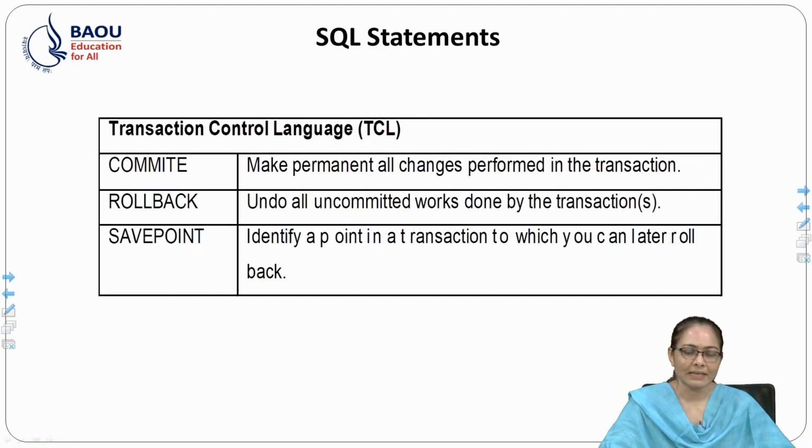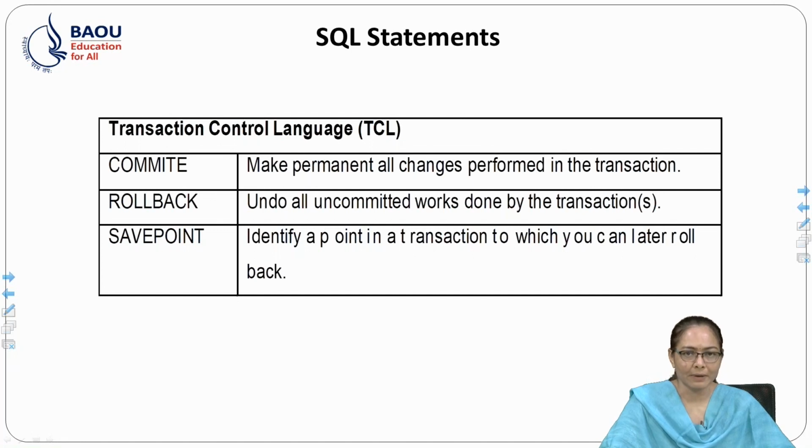the user. Next one is the TCL, transaction control language. It is used to control the transaction of the object in the database. In this, the commit command. The commit is used to make permanent all the changes performed in the transaction. Like the save, it saves all the transactions in the database.